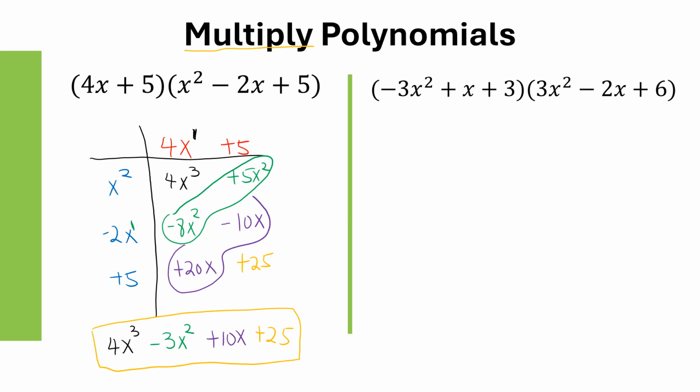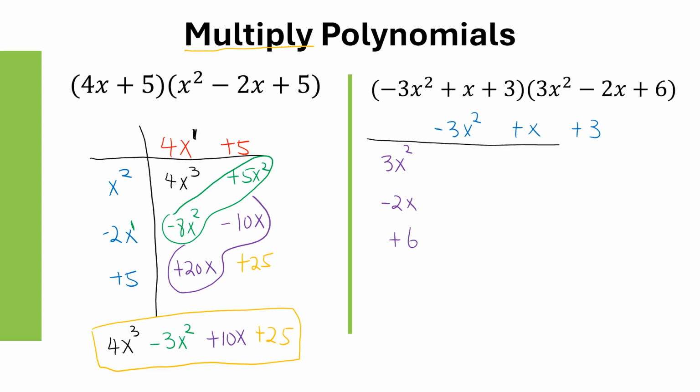It doesn't matter. So now we're going to do the same thing for the next problem, except that instead of two columns and three rows, this time you're going to have 3 rows and 3 columns because each parentheses has 3 terms. So again, I'm going to rewrite the problem. We have negative 3x squared plus x and then plus 3. And then for the second one, write it vertically. So you have 3x squared minus 2x and then plus 6.